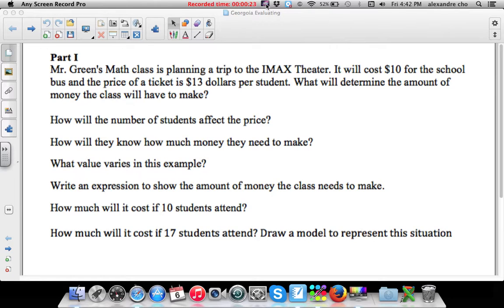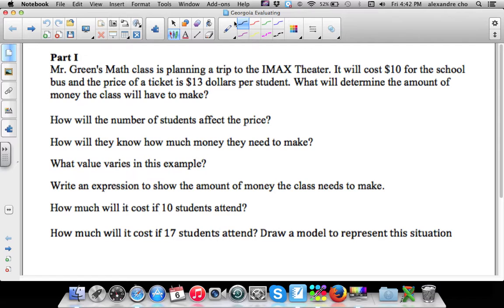Okay, so first question, how will the number of students affect the price? The answer to that is that the number of students affects the price because the more students we have, the more expensive it's going to be, and the fewer students, the less expensive it's going to be.